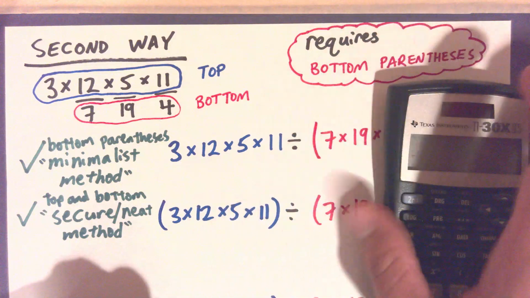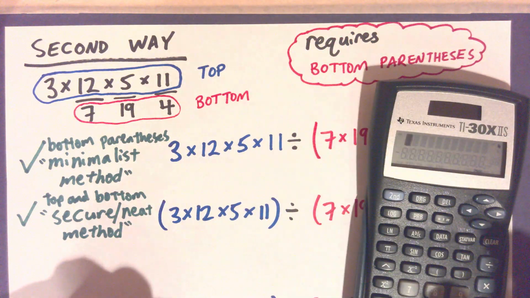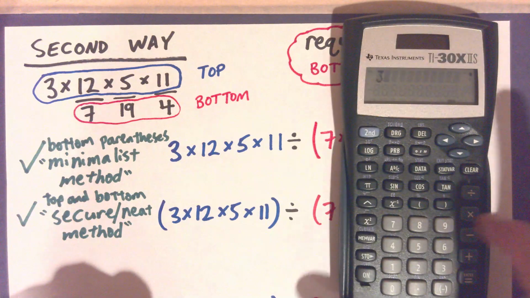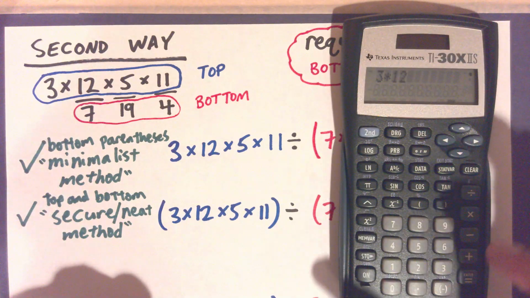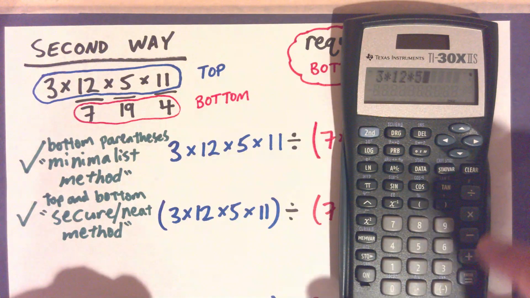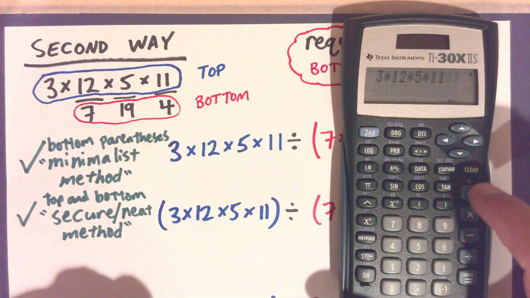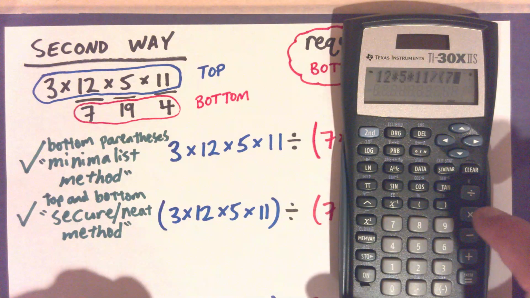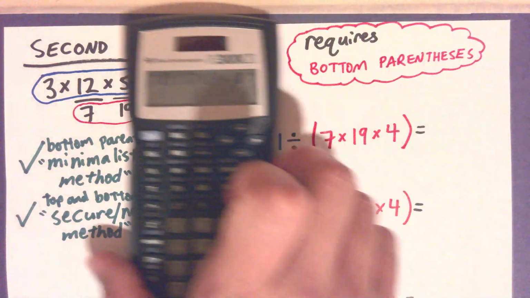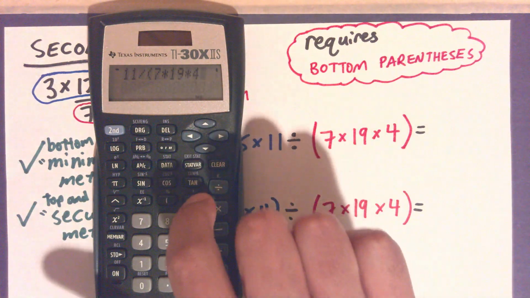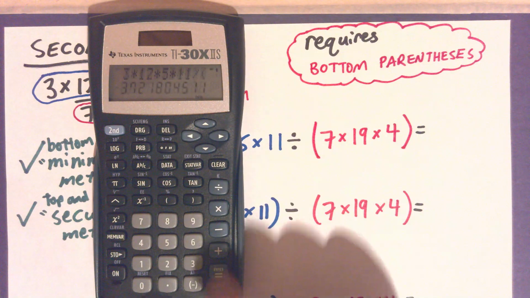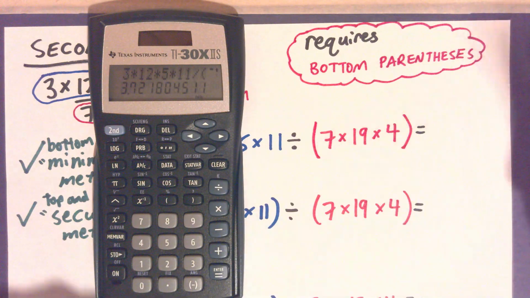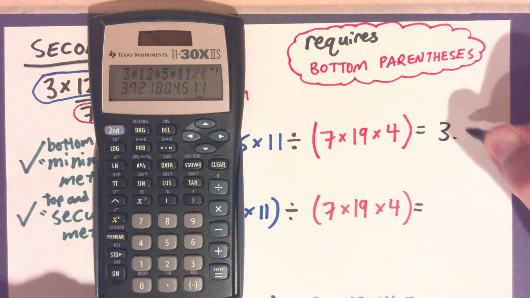I'm going to calculate this top portion as written, 3 times 12 times 5 times 11 divided by, open a parentheses, 7 times 19 times 4. Sorry, I was covering that. Don't forget to close the parentheses, and I'm going to hit equals on that, and you can see that I get the original answer of 3.72.